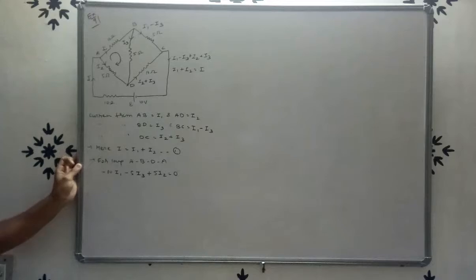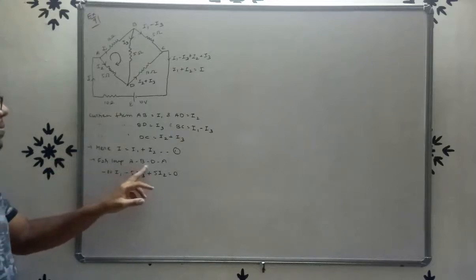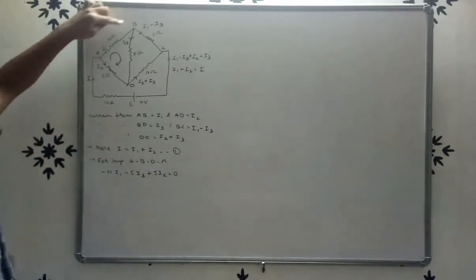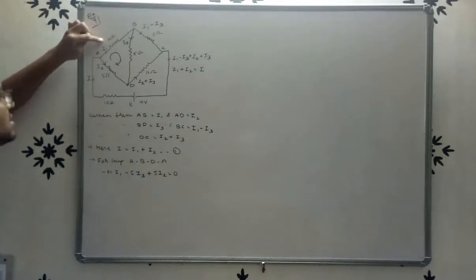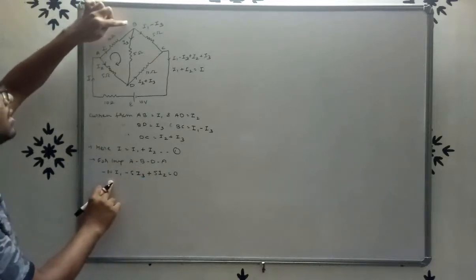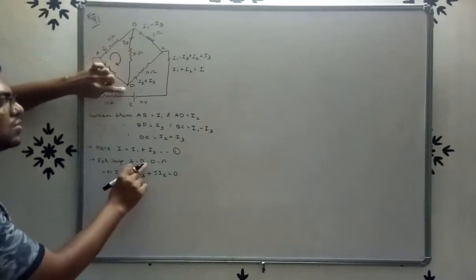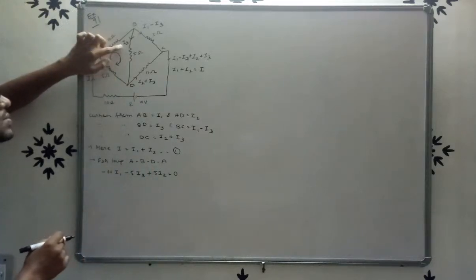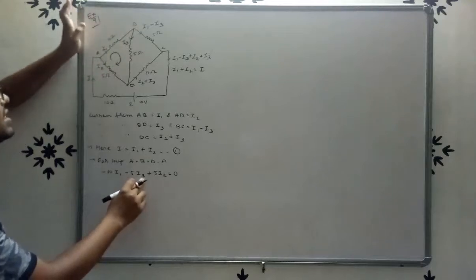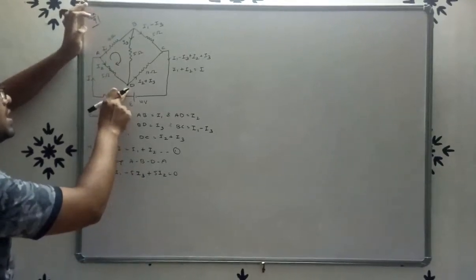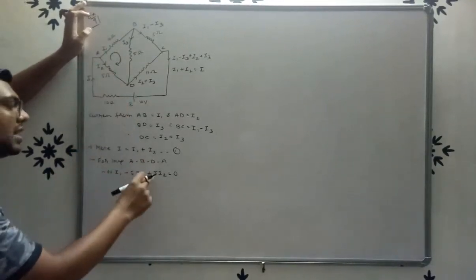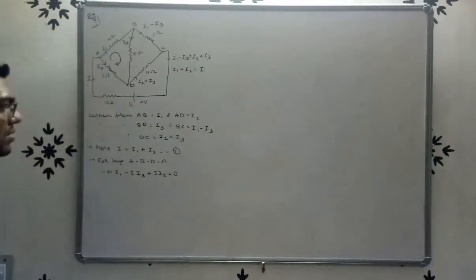Right? Again the loop will be A B D A. So A to B current same direction, so minus 10 I1. Then current B to D and our path is also B to D, so direction same, so minus IR, so minus 5 I3. Then we are going from D to A and current A to D opposite direction, so plus 5 I2 is equal to 0.